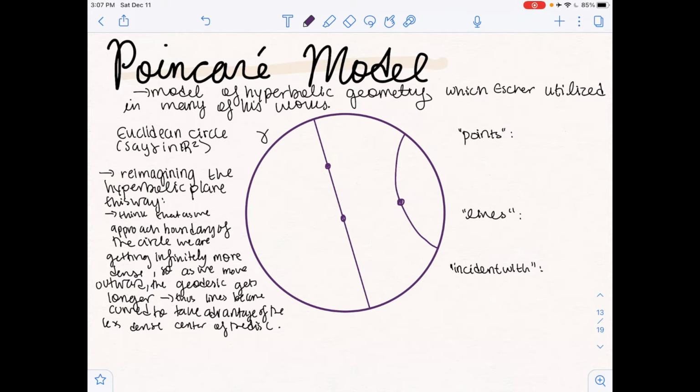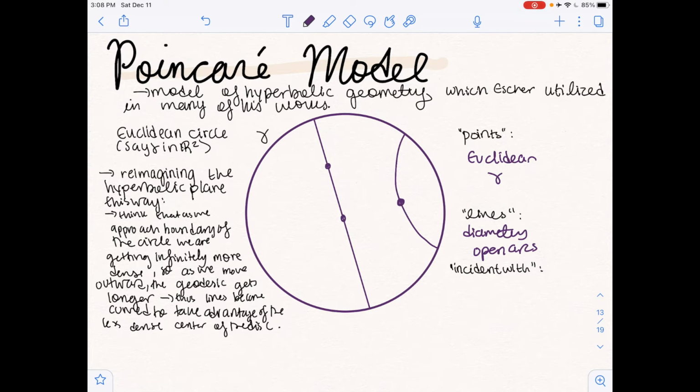Escher worked in the Poincaré model of hyperbolic geometry. In this model, points represent points inside our Euclidean circle gamma. Lines represent either diameters or open arcs. Incident with just means that points are incident with a line in the same way as we consider it from a Euclidean point of view.